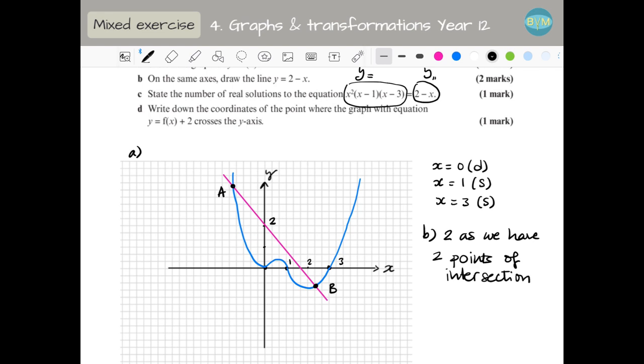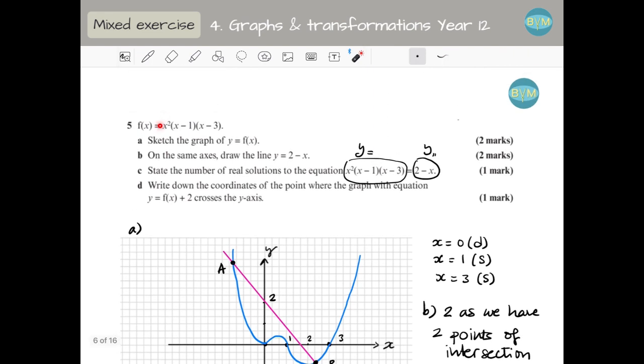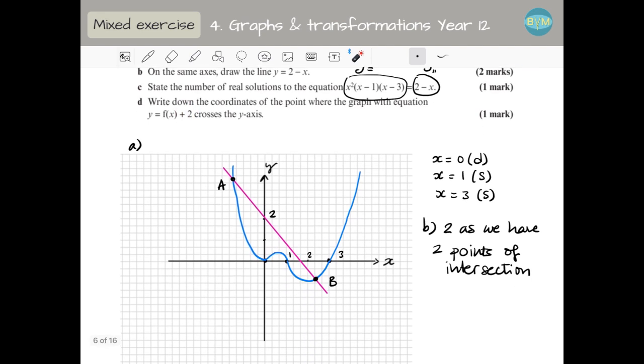Then write down the coordinates of the point where the graph with equation f(x) plus 2 crosses the y-axis. f(x) is the quartic, plus 2, I'm moving it up by 2. Remember this is a vertical translation in the y direction, up by 2. So if my quartic goes up by 2, this point here is going to be here, so my graph is doing something like this. So the y-intercept is going to be 2. So it's going to be (0, 2), as it is a translation.